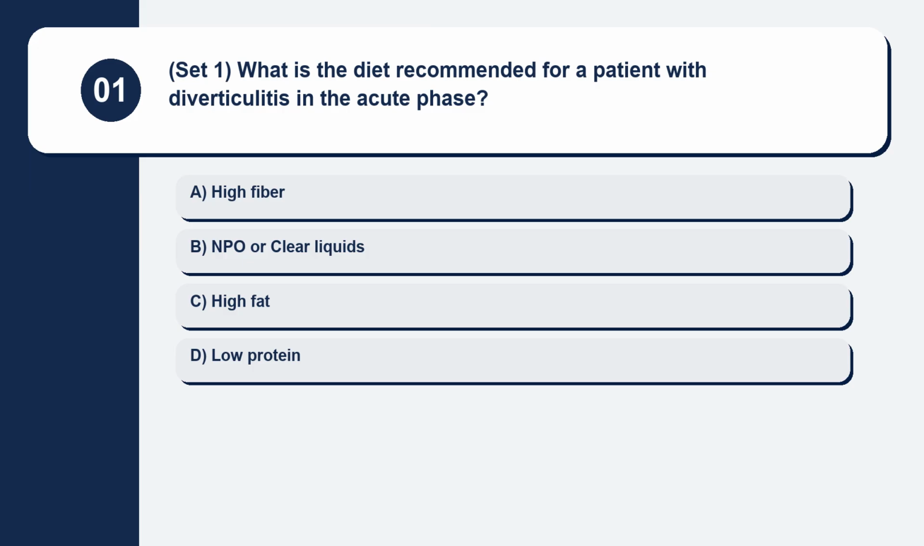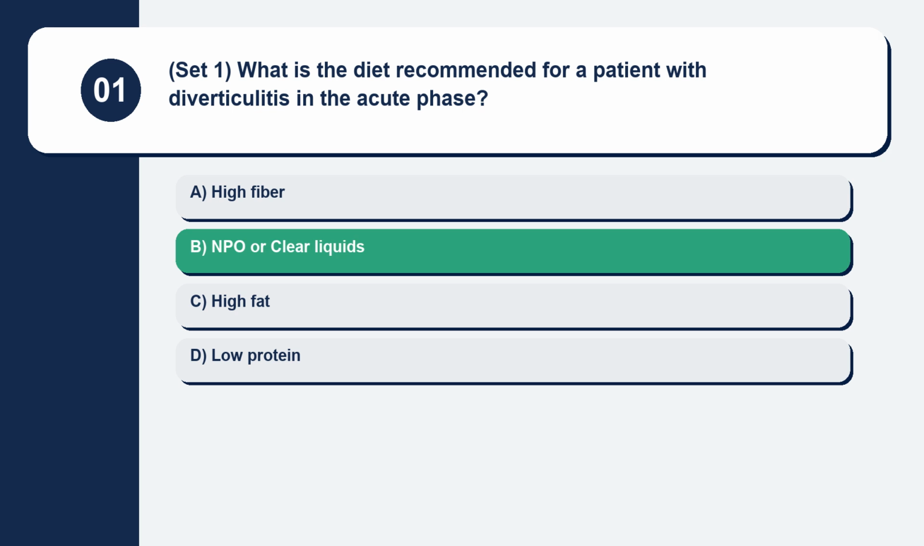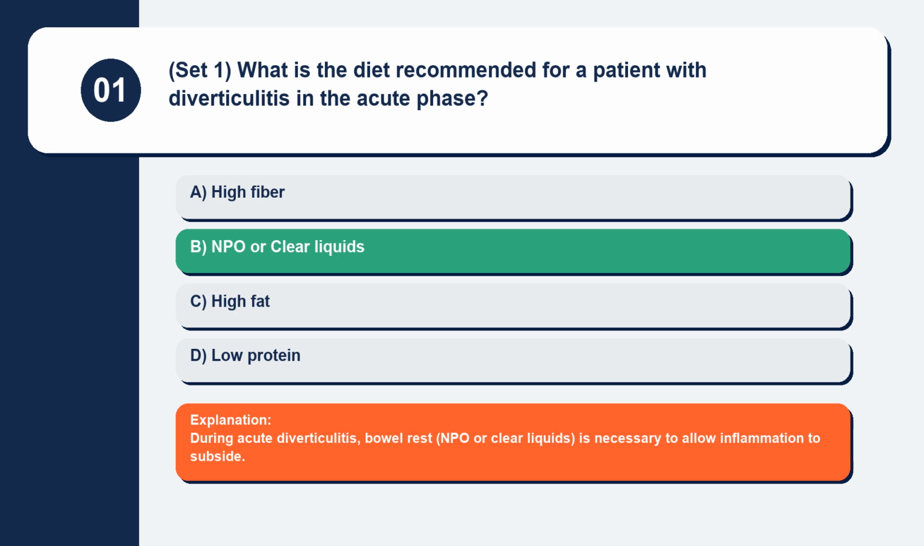Question 1. Set 1. What is the diet recommended for a patient with diverticulitis in the acute phase? High fiber, NPO or clear liquids, high fat, low protein. During acute diverticulitis, bowel rest, NPO or clear liquids, is necessary to allow inflammation to subside.